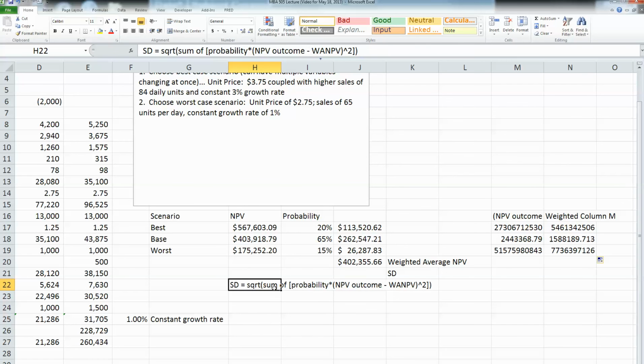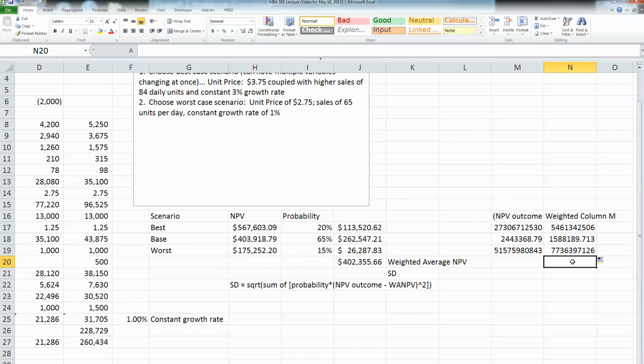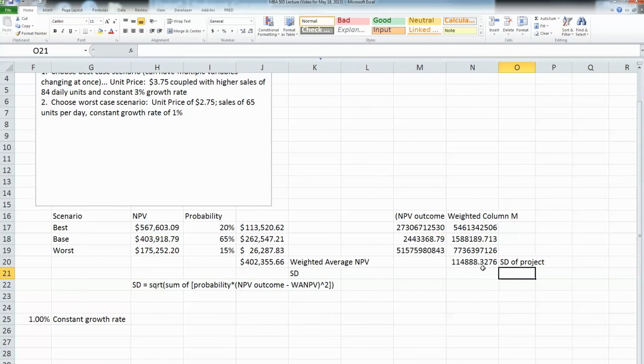Then I want to sum them. It'll be easier if I do it this way. That's what column N contains, the weight or probability times the NPV for the outcome minus the mean NPV squared. And now I need to sum all of those and square root them all. So I am going to square root the sum of the values in my column N. So this is the standard deviation of the project. I'm going to actually just link it there and format it as a dollar amount.